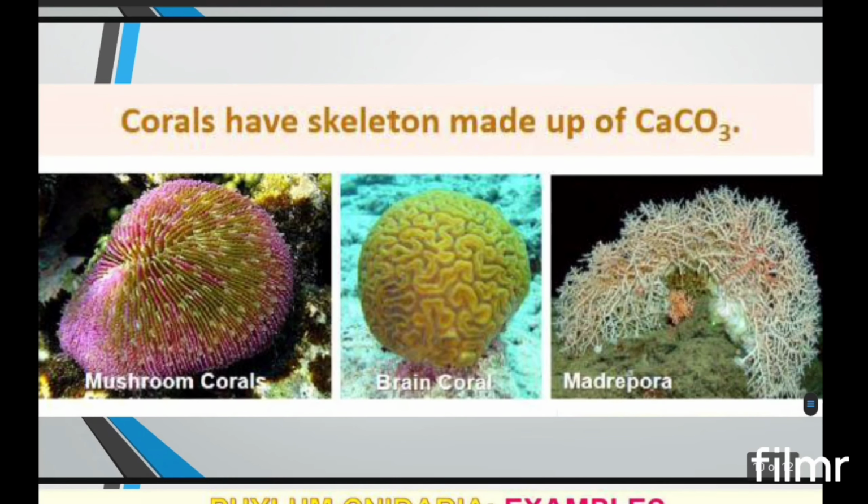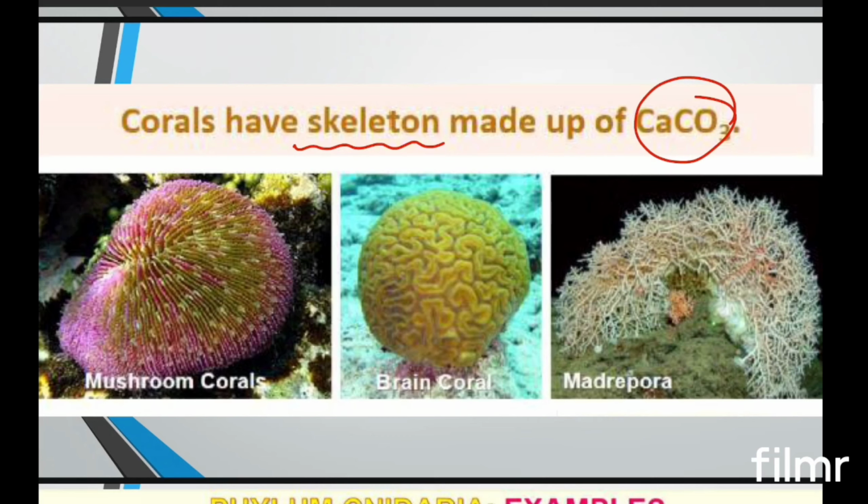Now I told you these Cnidarians can be seen as solitary forms, and you can see them in colonial form also. The best example of colonial form is corals, right. There are different types of coral very beautifully seen, right, and in the coral variety the outer covering, the exoskeleton, is made up of calcium carbonate.